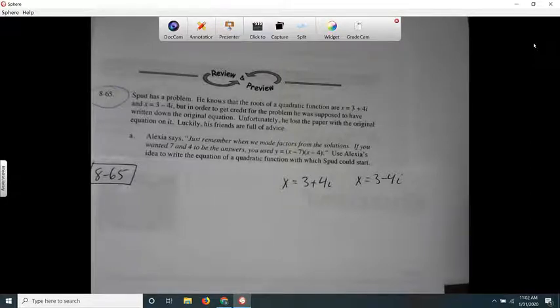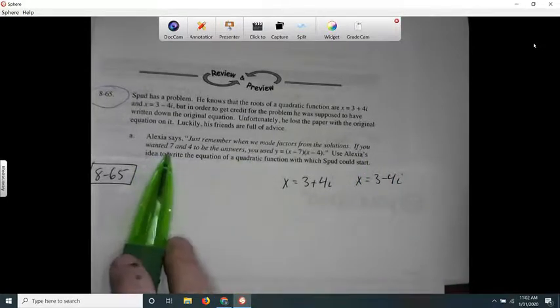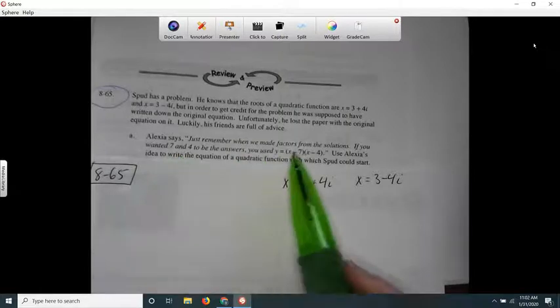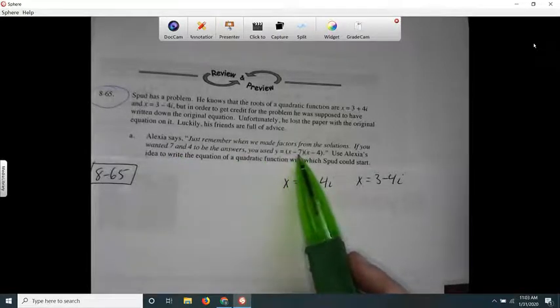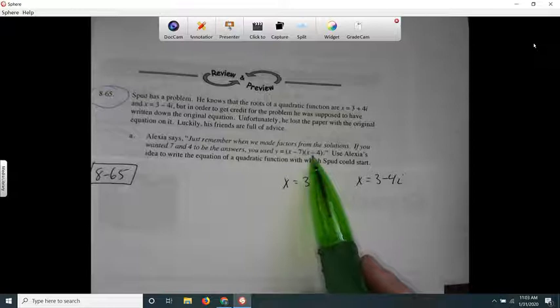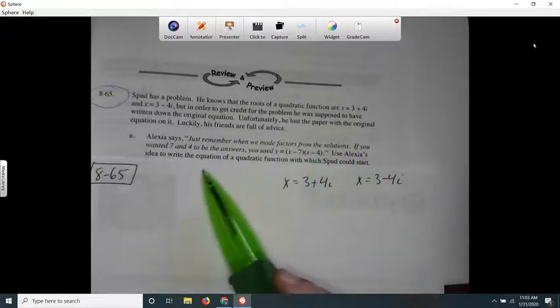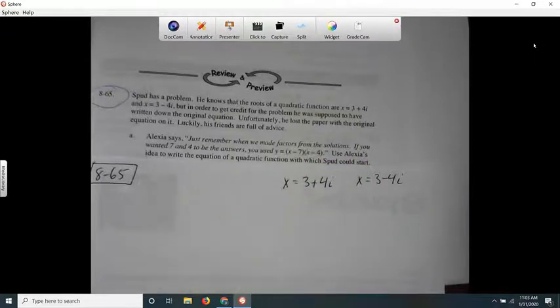Luckily, his friends are full of advice. Alexia says, just remember when we made factors from the solution. If you wanted 7 and 4 to be the answers, you used x minus 7 times x minus 4. Use Alexia's idea to write the equation of a quadratic function with which Spud could start.